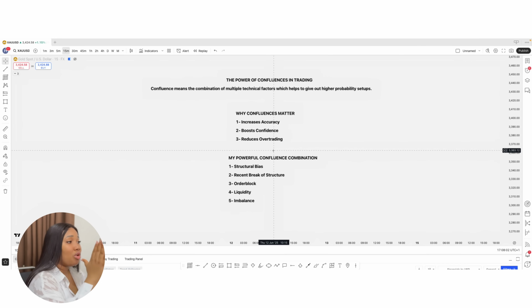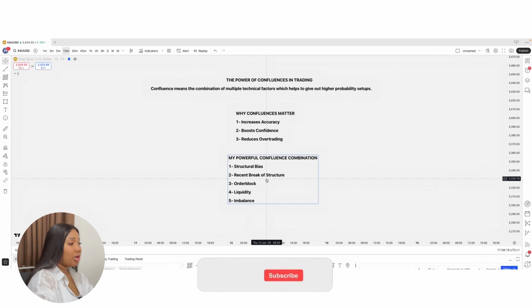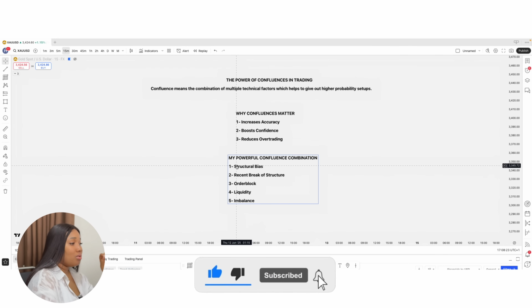If it's moving to the upside, I am buying. If it's moving to the downside, I am selling. But if it's ranging, I'll stay off until I get a direction from the market. Now, when I get that structural bias, the next thing I need to look out for is the recent break of structure. The recent break of structure following my bias.